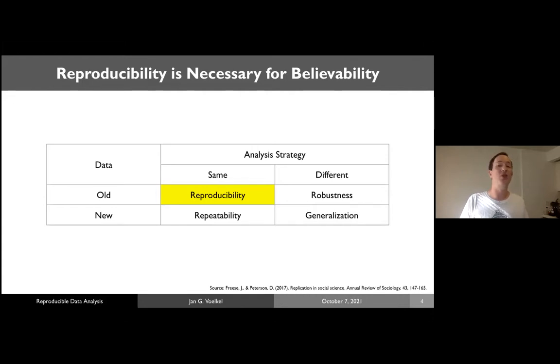Basically, there would be other ways, and you could analyze the old data in a different way and see whether results are robust. You could collect new additional data and use the same analysis strategy to see if the old result is repeatable, or even do both of these things in new ways, collect new data, have a different analysis strategy and see whether the results generalize. Work for open science certainly doesn't stop with reproducibility, but it is a necessary foundation.